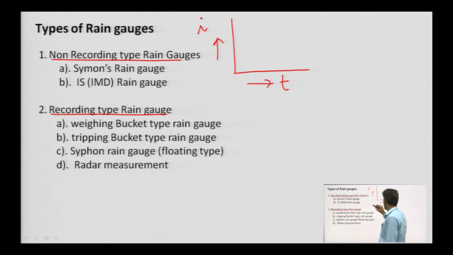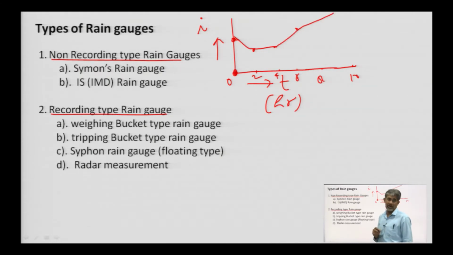Say for example, at time t equal to 0, say this is 2, this is 4, this is 6, this is 8, this is 10, say this is in hours. So, at time t equal to 0, no precipitation is there, then say this much precipitation is there. At time 2 hours, say this is the precipitation, at 4 we have a different precipitation. So, we will have a different graph.